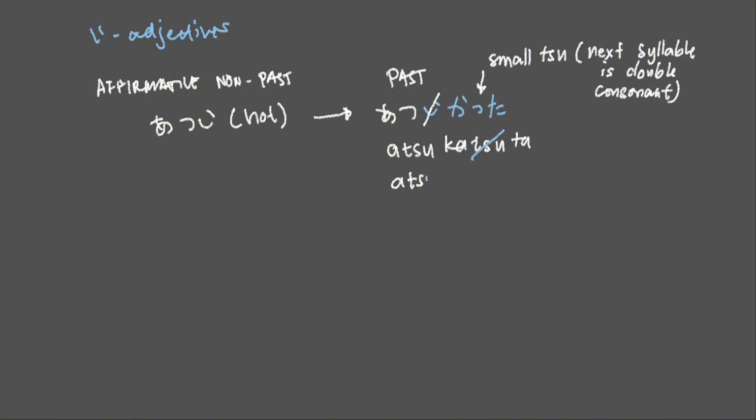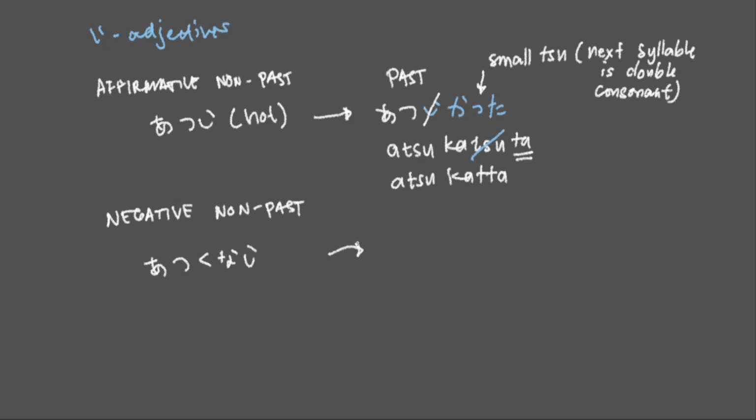It becomes atsukatta. This part is going to be a double consonant, which means it's going to be a double T, and you pronounce it a little harder. Atsukatta. There's emphasis on the ta syllable. Now we have here negative non-past, which is atsukunai. Same principle. Atsukunai means not hot. So from atsui, replace the i with kunai, it becomes not hot.